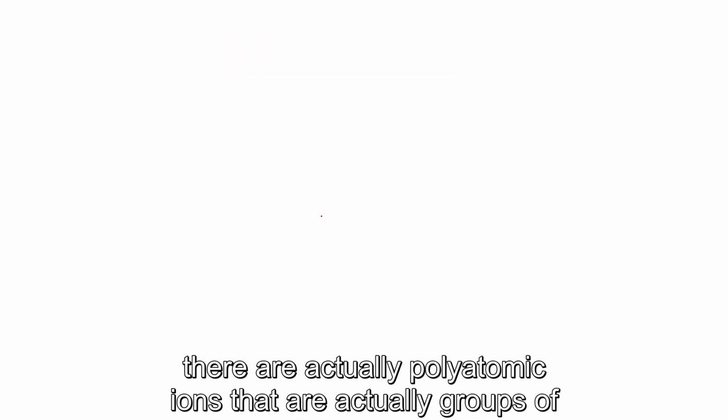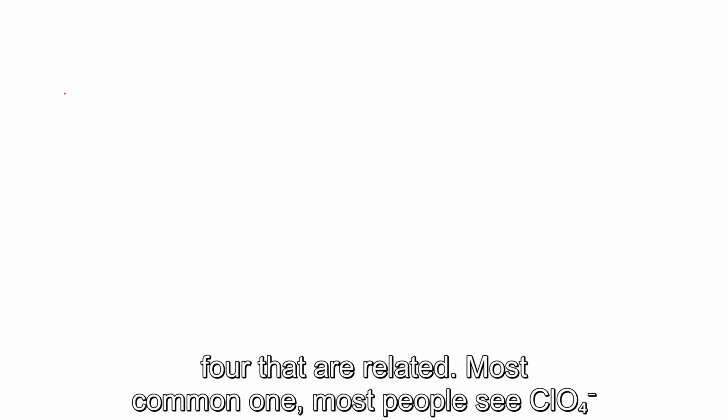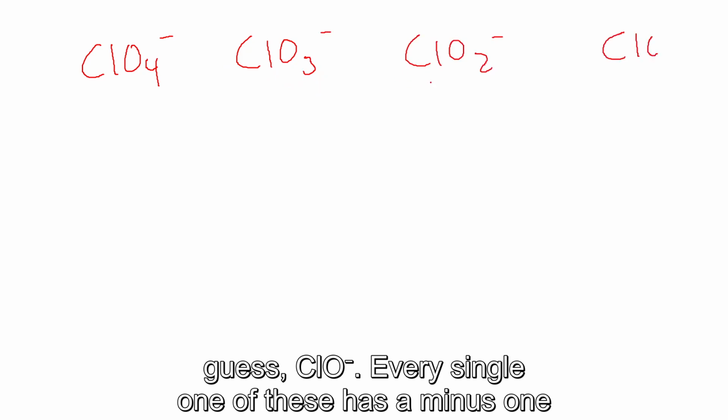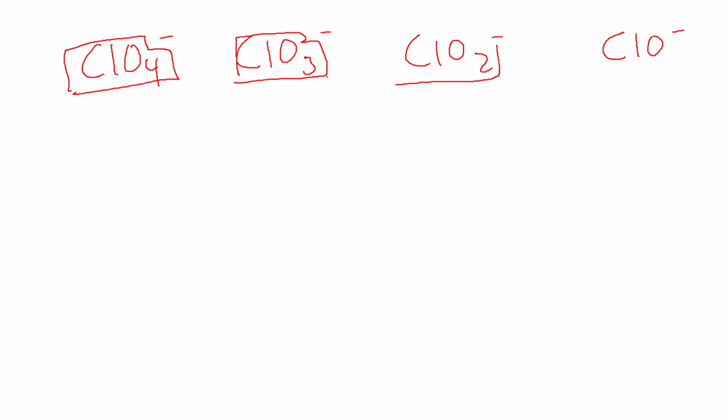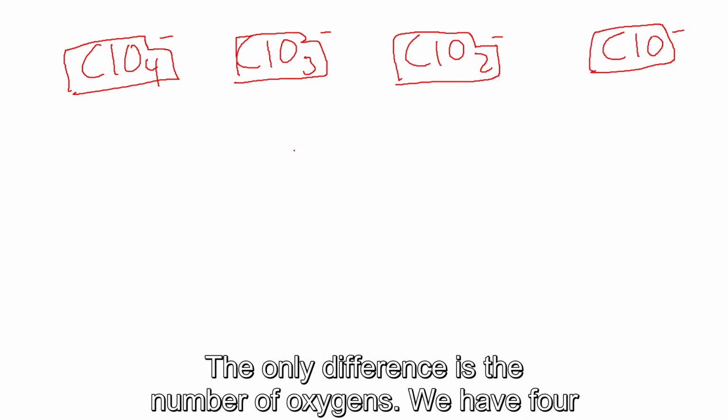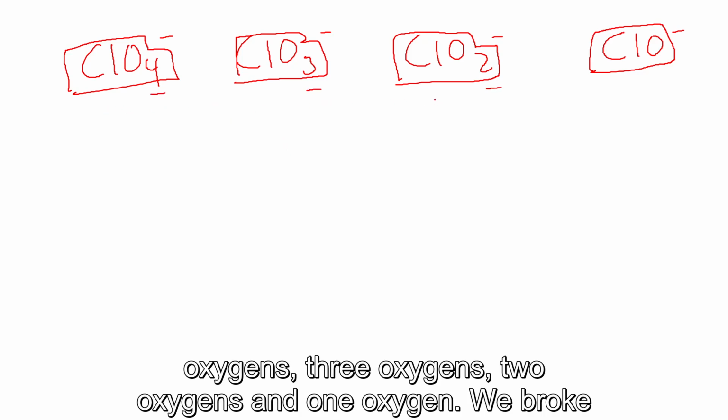Now, there are actually polyatomic ions that are groups of 4 that are related. Most common one most people see, ClO4 minus, ClO3 minus, ClO2 minus, and you probably guess ClO minus. Every single one of these has a -1 charge. The only difference between all these, they all have a chlorine. The only difference is the number of oxygens. We have 4 oxygens, 3 oxygens, 2 oxygens, and 1 oxygen.